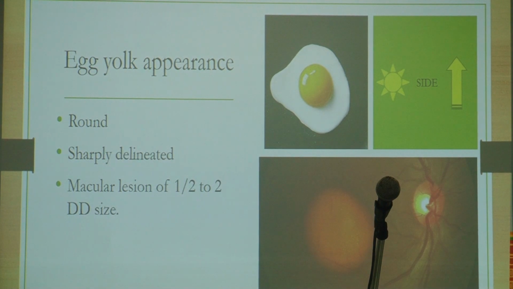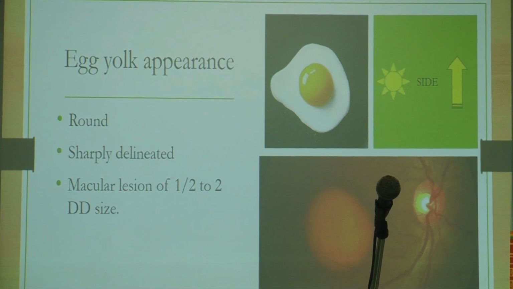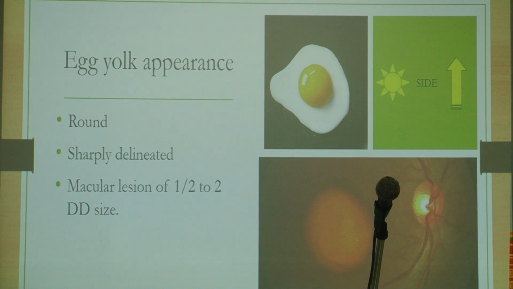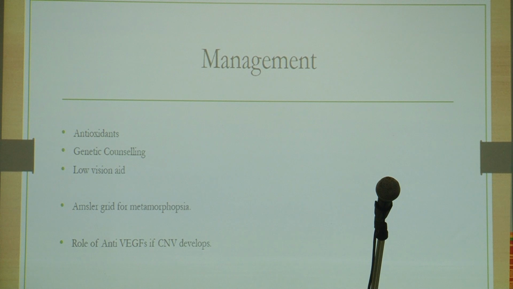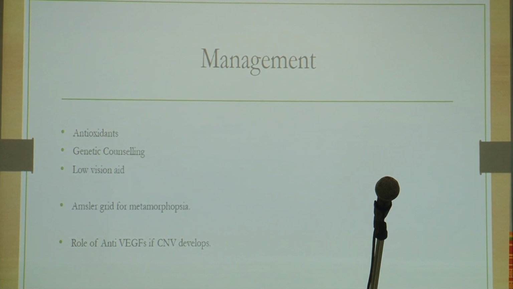Egg yolk appearance is seen in stage 2, which is round and sharply delineated, a macular lesion of half to 2 disc diameter size at the macula. EOG for the patient showed Arden ratio less than 1, with light peak to dark trough ratio less than 1.5. So the management given to the patient was antioxidants. Genetic counseling was done for the kids as the visual acuity might drop further. Low vision aids, Amsler grid charting for metamorphopsia, and there is a role of anti-VEGFs if choroidal neovascularization develops in the future.